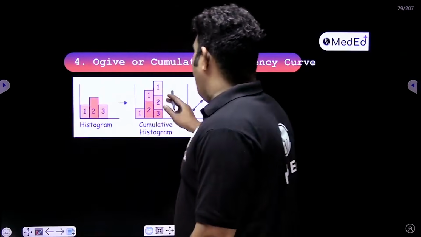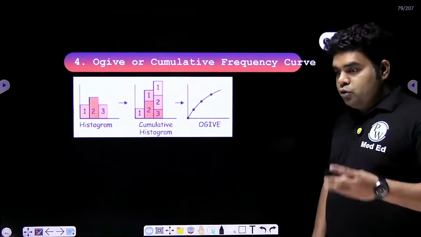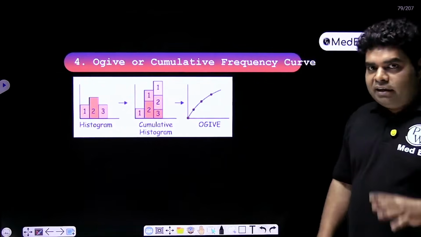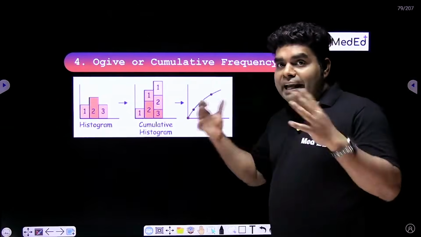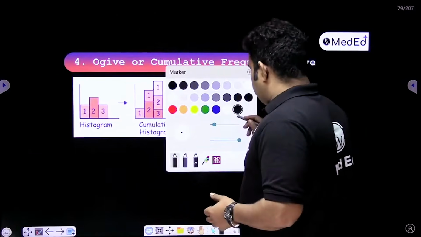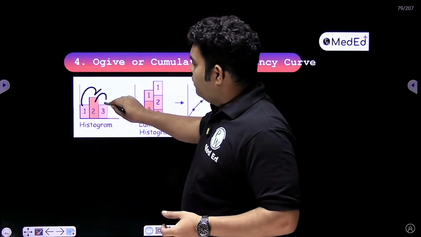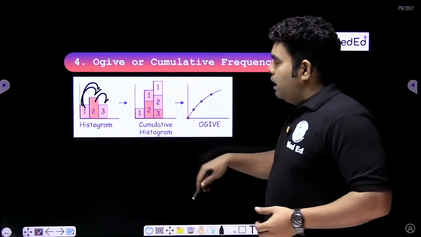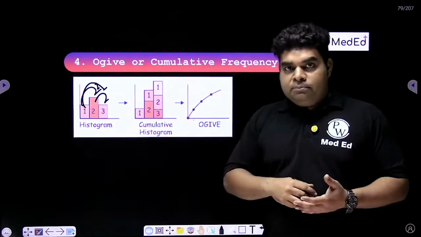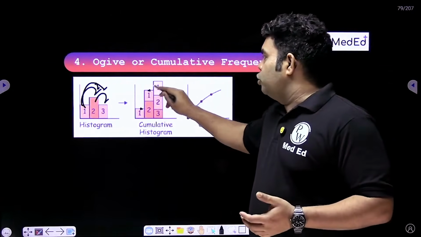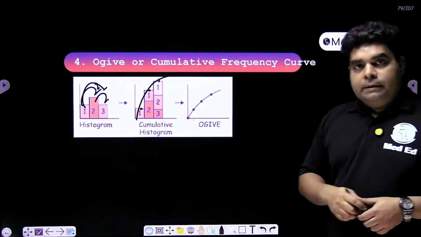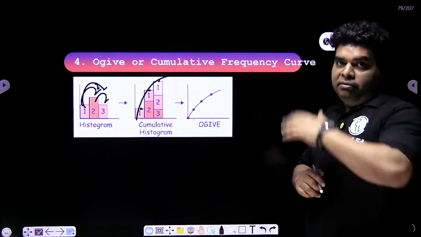Now the next is OGV. Histogram, curve, polygon, and now we have OGV. OGV is the cumulative frequency curve. What does it mean? Cumulative means adding. So what we are doing here is adding to this histogram. I was putting 2, 2 over 3, and 1 also over 2, 1 also over 3. So the histogram becomes a cumulative histogram. And now if you join the midpoints of this cumulative histogram, it will always go above. This is OGV. OGV always goes above.